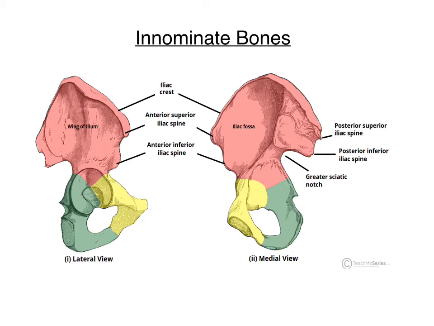Next we will move on to the ischium. What is the ischium? The ischium is the thick lower part. You can feel it when you see the pelvis, or you can see it in the image. The thick lower part is called the ischium.